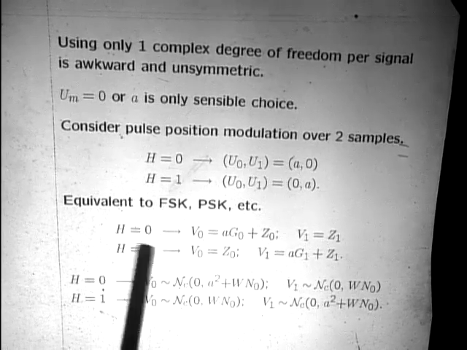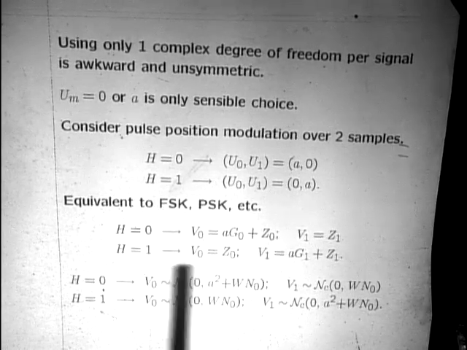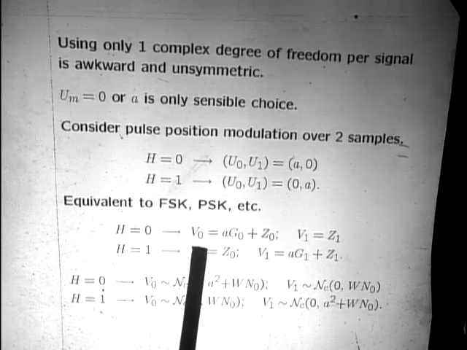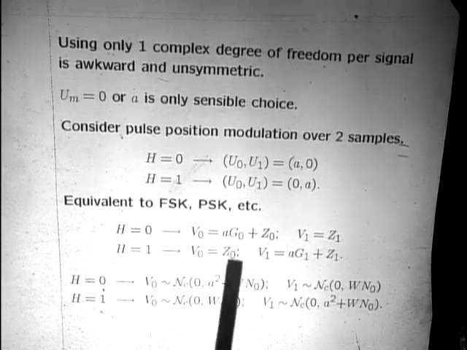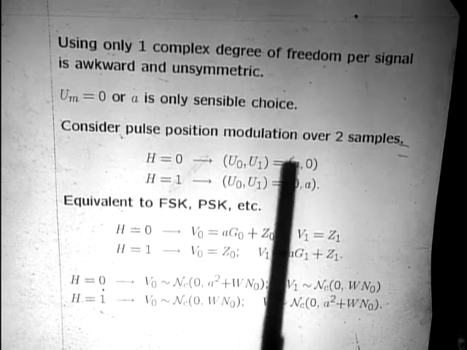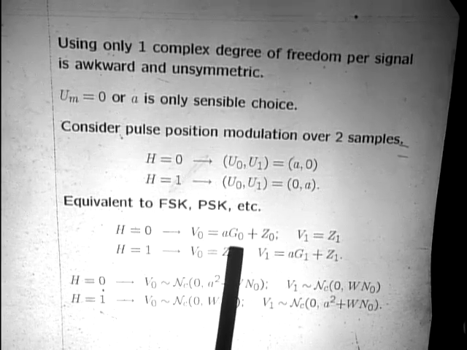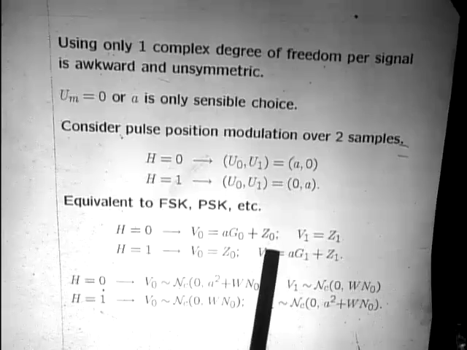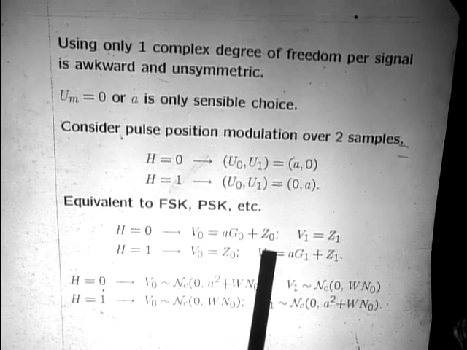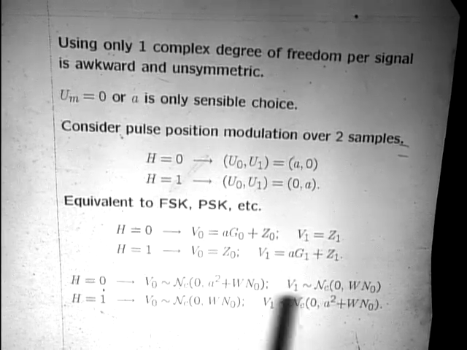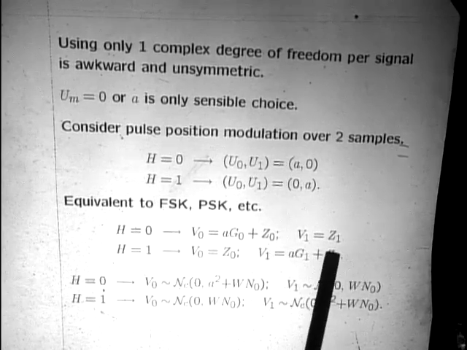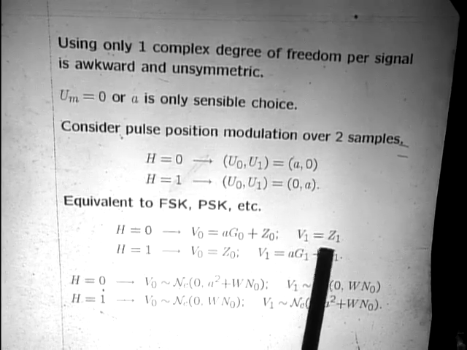Okay, when we have input 0, what we receive then is V0, which is going to be the input A times the magnitude of the channel at time 0 plus a noise variable. The noise is complex Gaussian, remember. The second output, V1, is just going to be the noise variable.